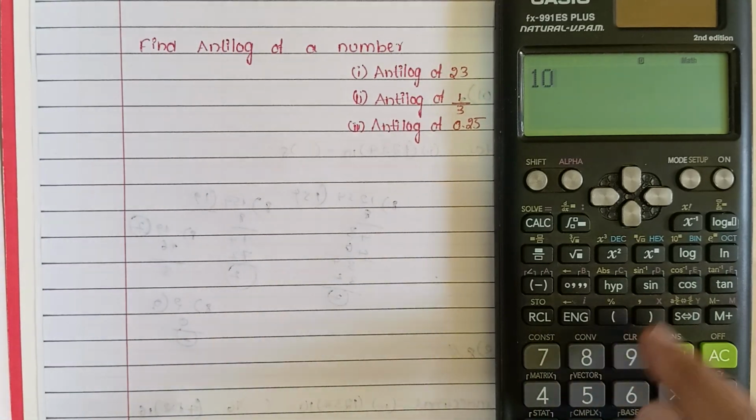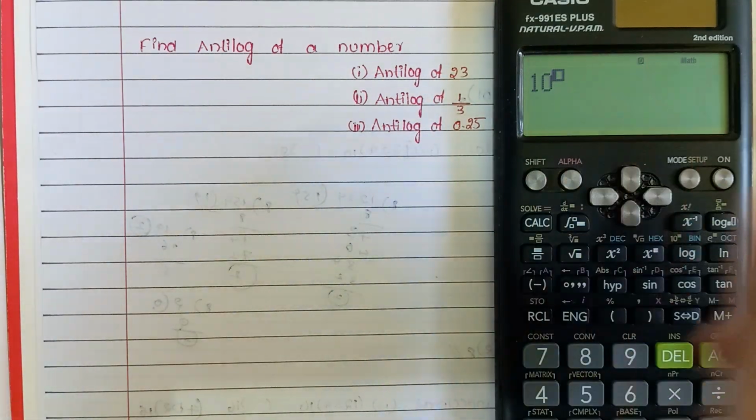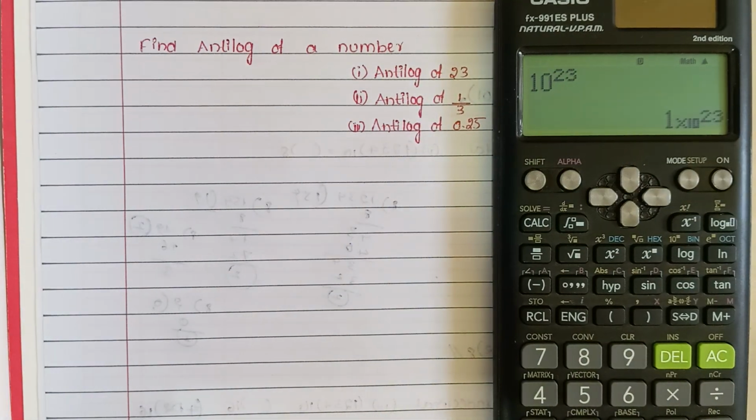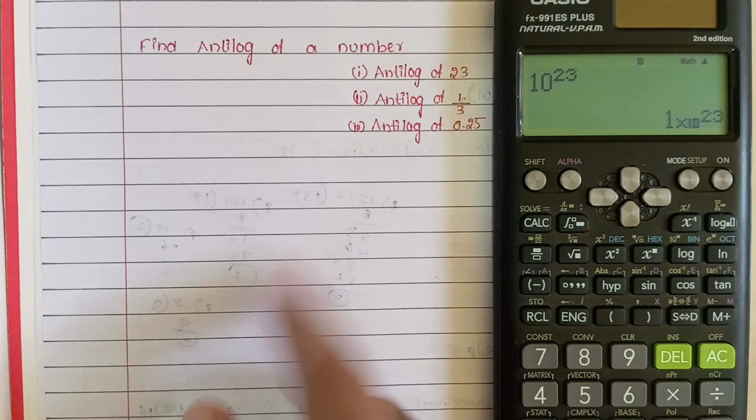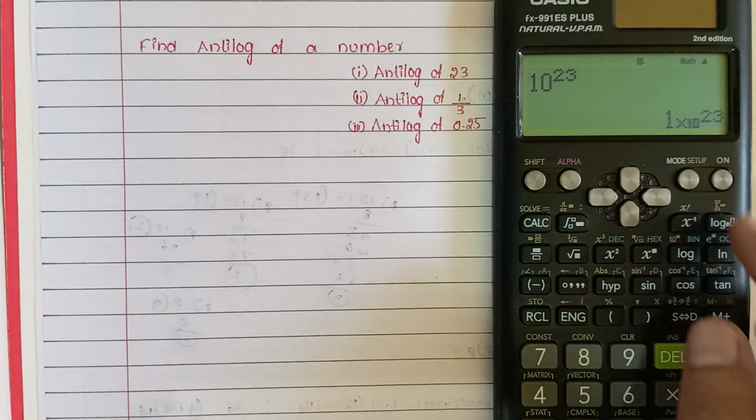Take 10, press this one, it will show like this. Enter the value here, 23. Therefore, antilog of 23 is 1 into 10 power 23.